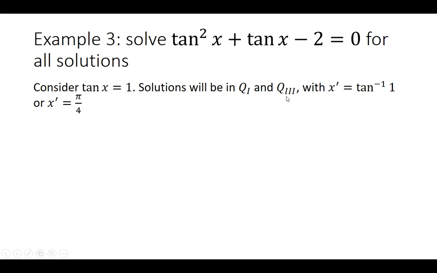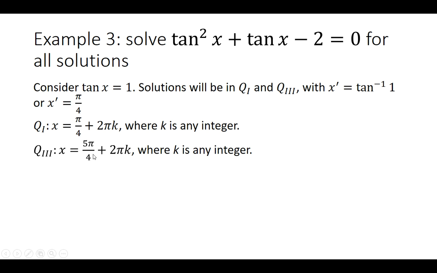So first and third quadrant, our reference angle x prime is going to be arctangent of 1, which would be pi over 4. In quadrant 1, pi over 4 plus 2k pi, where k is any integer. Remember that in radians, each revolution is 2 pi, not 360 degrees. For quadrant 3, pi over 4 radians from pi radians would be 5 pi over 4 plus 2 pi k, where once again k is any integer.